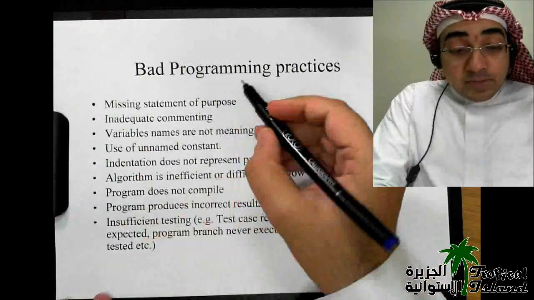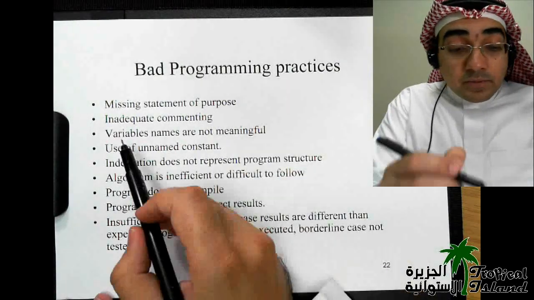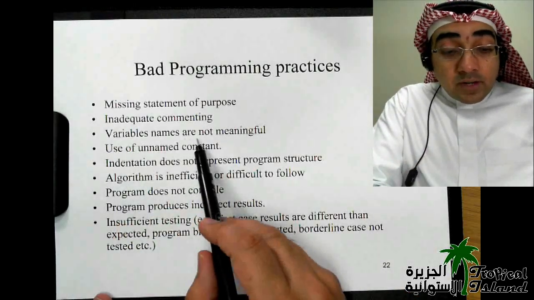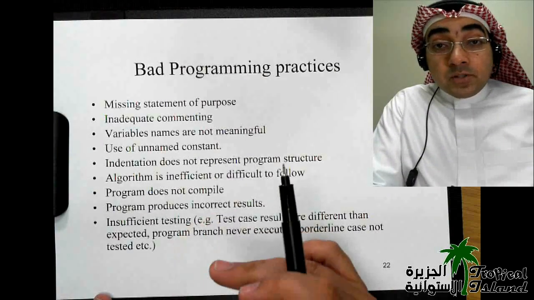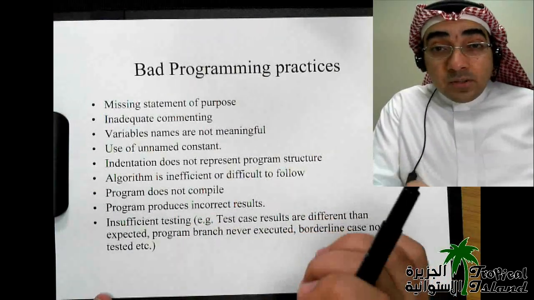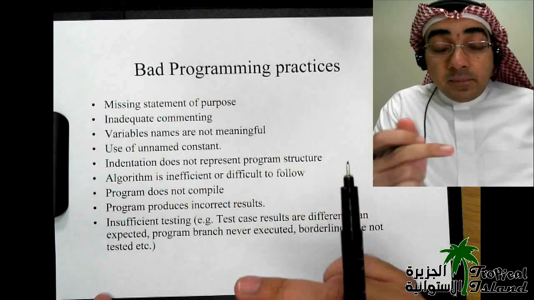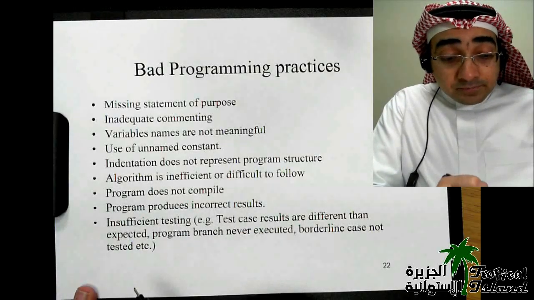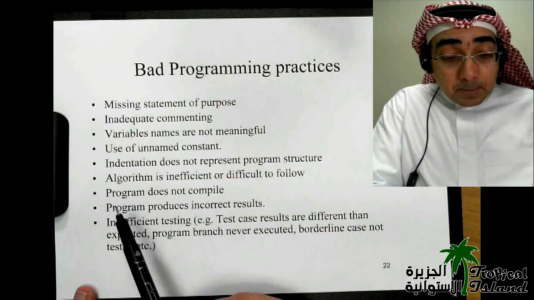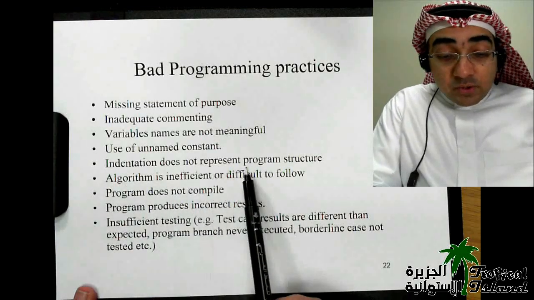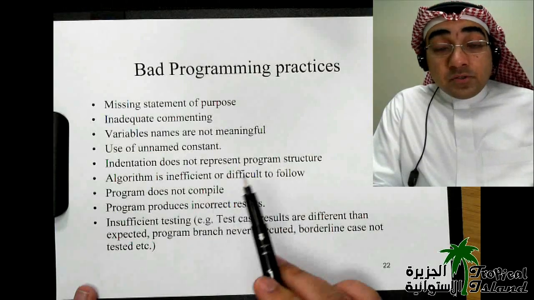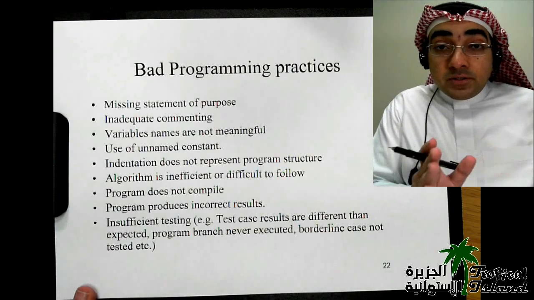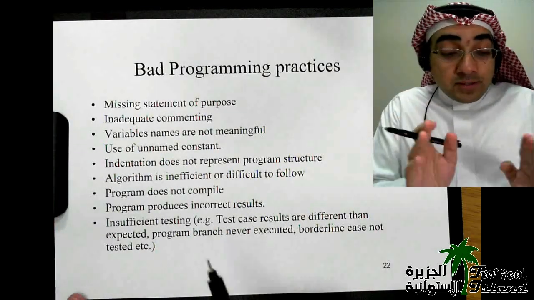Bad programming habits include a missing statement of purpose: you do not write a comment of what the purpose of your statement is. Inadequate commenting: imagine 10,000 lines of code that are not commented. Variable names that are not meaningful: you have all the variables X, Y, Z and you don't know what's going on, so you have to really dig into the code, understand what it's doing, get the mathematical formulas out, and then determine what it's doing. Use of unnamed constants: don't use constants without a name. Indentation that does not represent program structure: you don't indent the functions that are inside, you indent the main function itself and put everything out. Indentation is not correct.